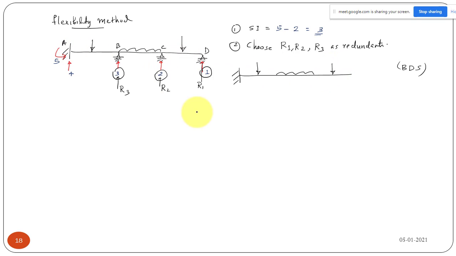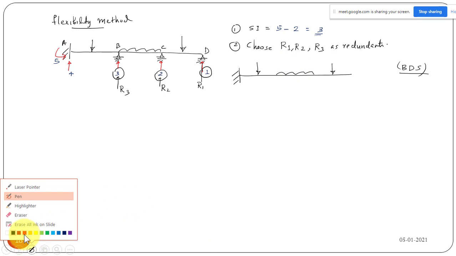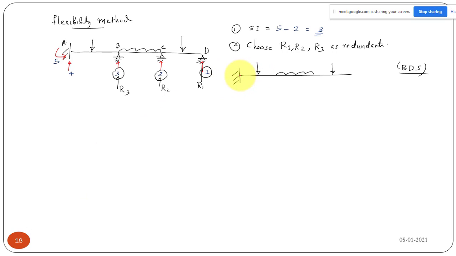So you just remove the three unknowns, three reactions, and now you will get a basic determinate structure, and you apply the same load, whatever is the load given, and you find out your deflection in this beam. Okay, so this beam is going to deflect like this. So you can find what is the deflection at this point 1.